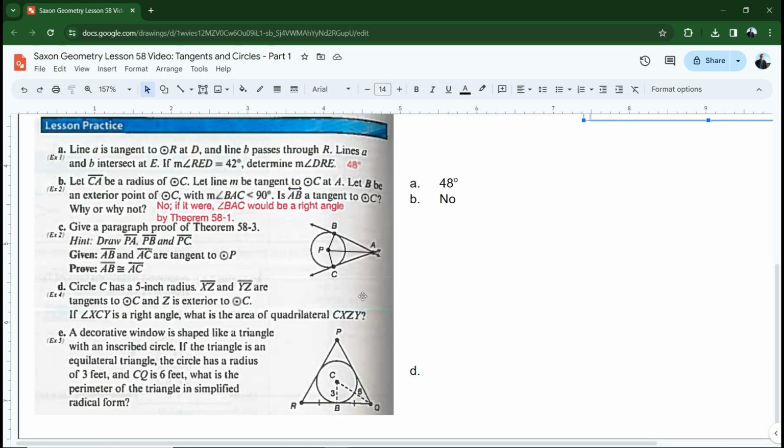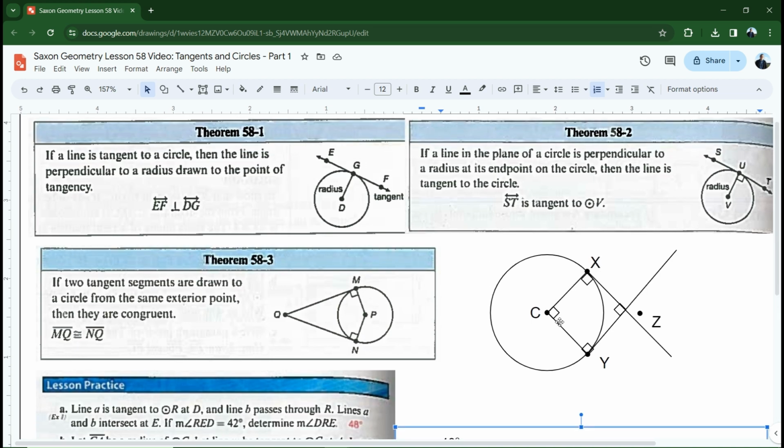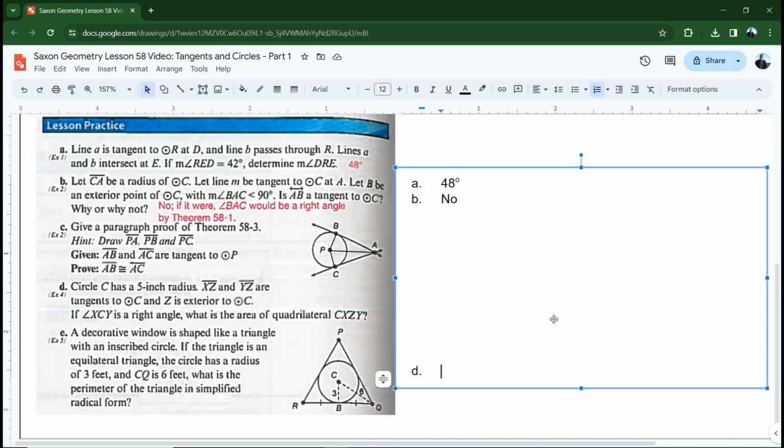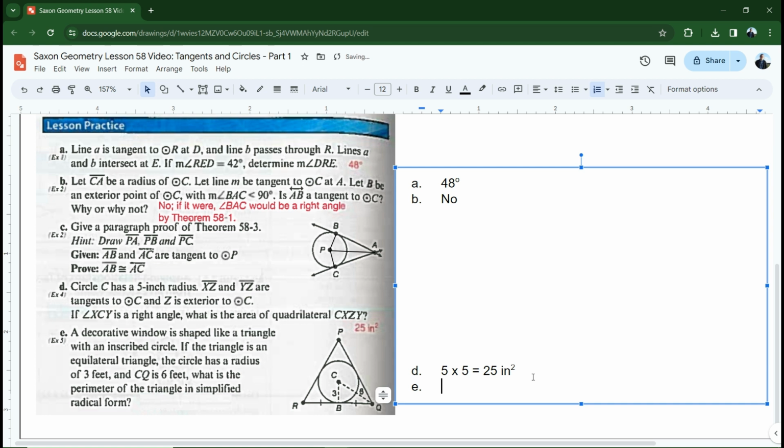So going back to here, if circle C has a 5-inch radius, what is the area of the quadrilateral? If one of these sides is 5, to find the area, I just do 5 times 5. It's going to be 25 inches squared. 25 square inches. All right. And then lastly, letter E.